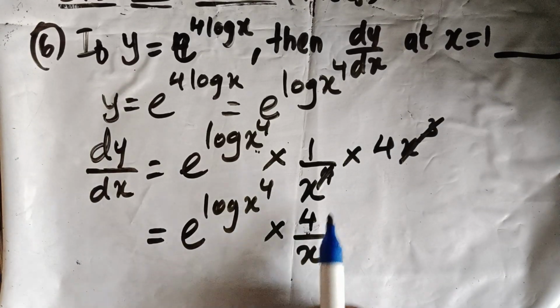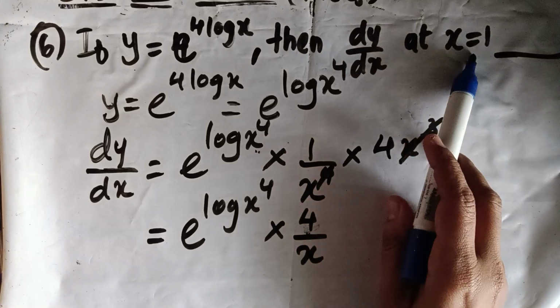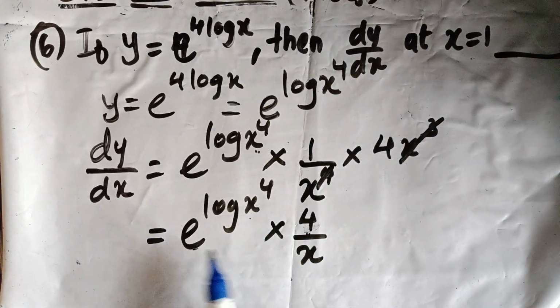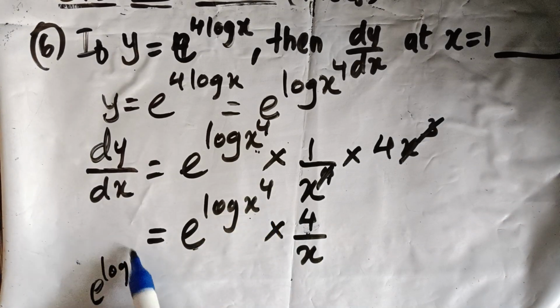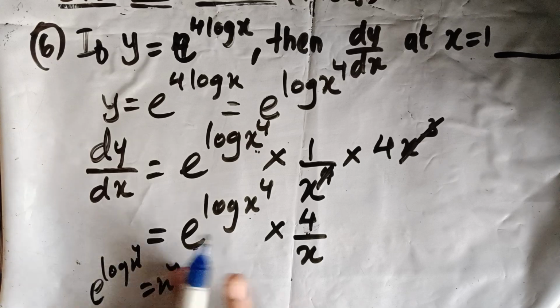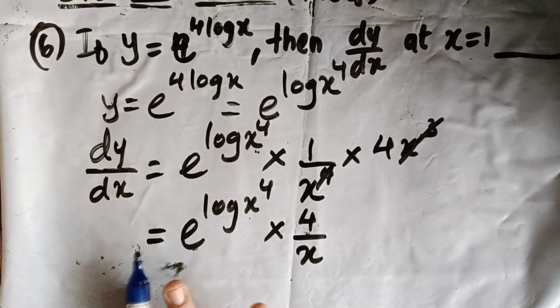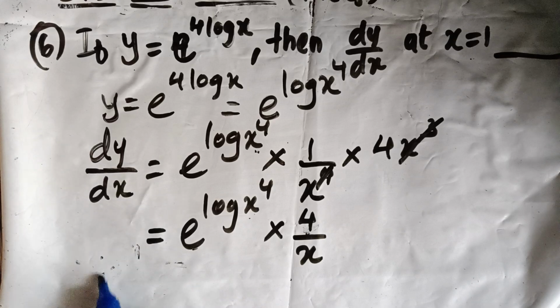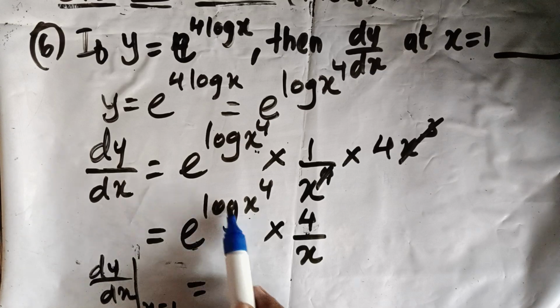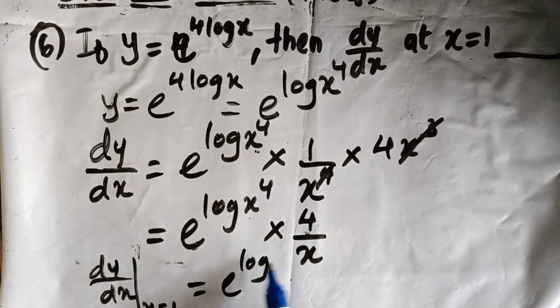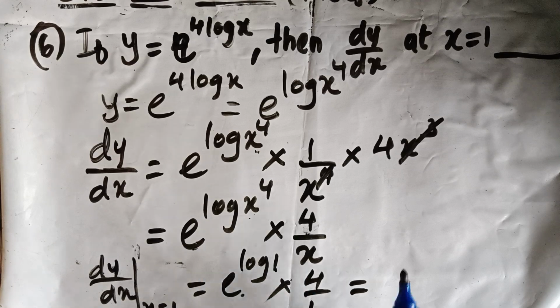Okay. Then you have to substitute x equal to 1. You can write this as x raised to 4 also, that is e raised to log x raised to 4 is x raised to 4. Okay. We have to substitute 1. So dy by dx at x equal to 1 is e raised to log 1 into 4 upon 1. So this you'll get 1 and this is 4. Okay.